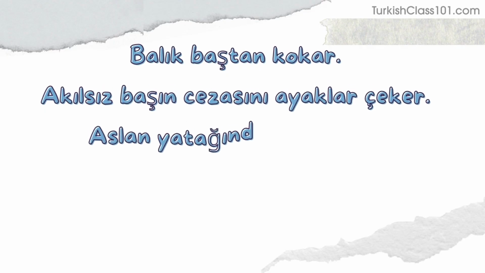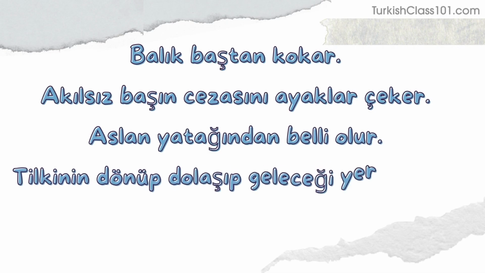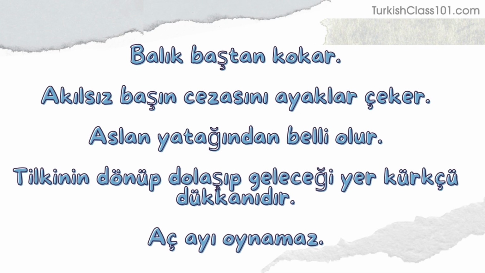Okay, I think that's it. Let's quickly recap what we have covered today, okay? We explored several Turkish proverbs. Do you remember what they were? 1. Balık baştan kokar. 2. Akılsız başın cezasını ayaklar çeker. 3. Aslan yatağından belli olur. 4. Tilkinin dönüp dolaşıp geleceği yer kürkçü dükkanıdır. And aç ayı oynamaz. We learned 5 different proverbs.